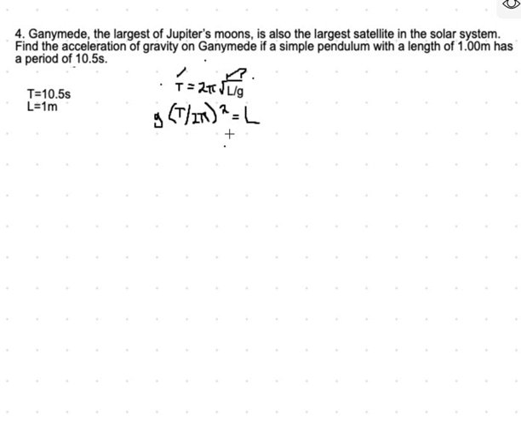Then I'm going to divide both sides by that entire term, (T divided by 2 pi) squared, to isolate G by itself on the left side. And over on the right side, I end up with the length divided by that entire term, which is T divided by 2 pi, squared. So now all I have to do is plug that into my formula.